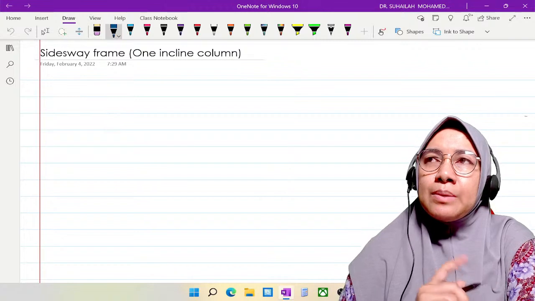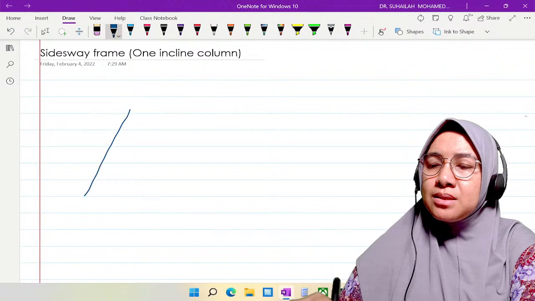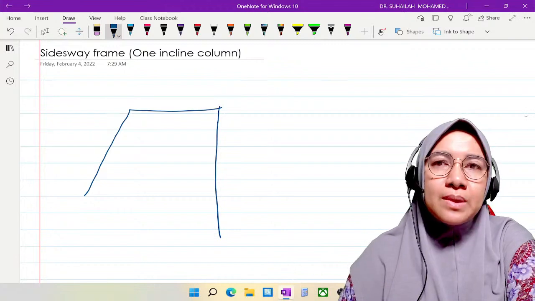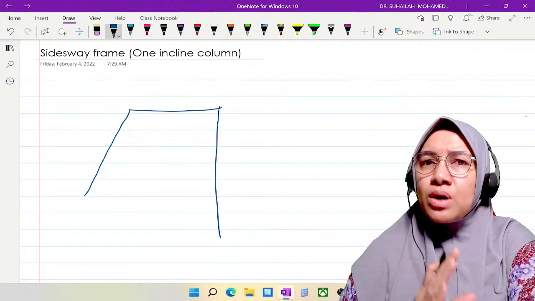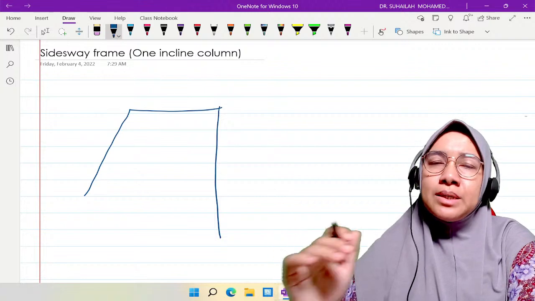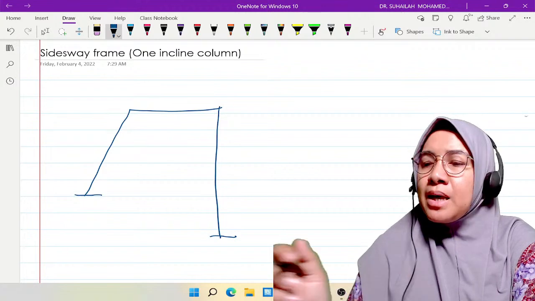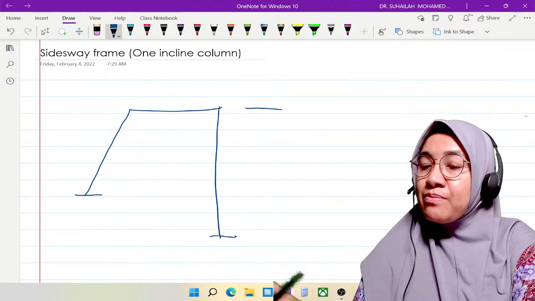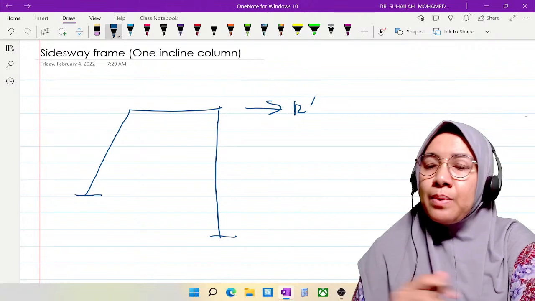The most important thing when we have a frame like this, for example a frame with one inclined column, is that we must focus on the column first. We will always follow the column. So let's say this is the frame, and this frame is a sidesway frame. I want to focus on the sidesway frame first. This is R prime.